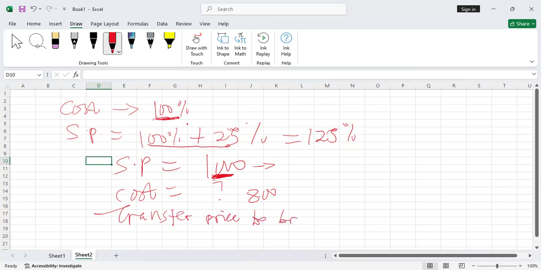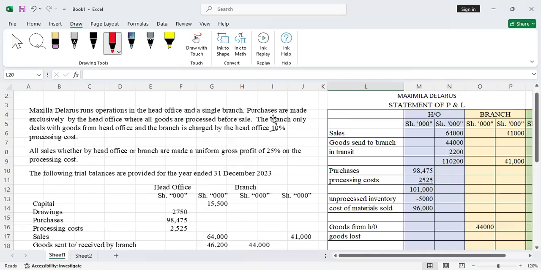To branch. What is the transfer price to the branch? Given this statement, the branch only deals with goods from head office, charged by the head office 10% of the processing cost.